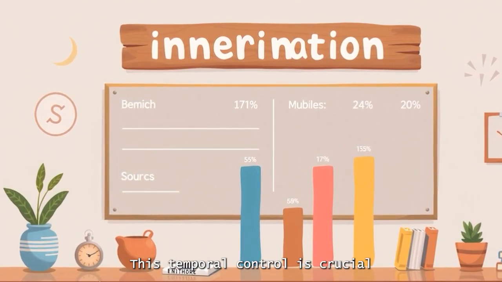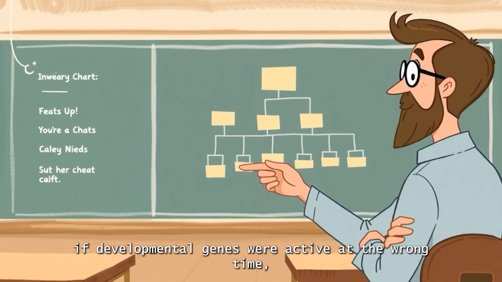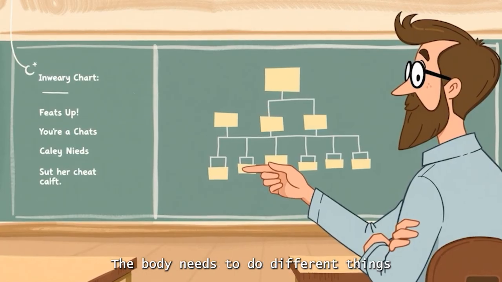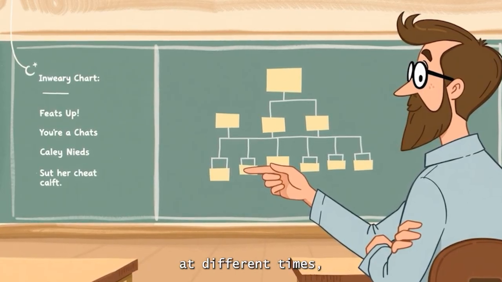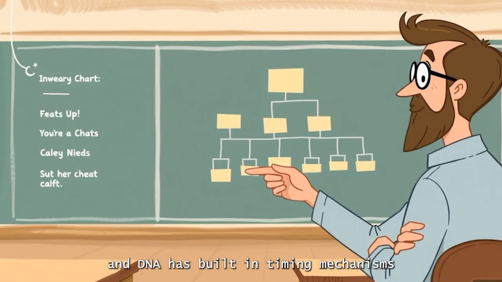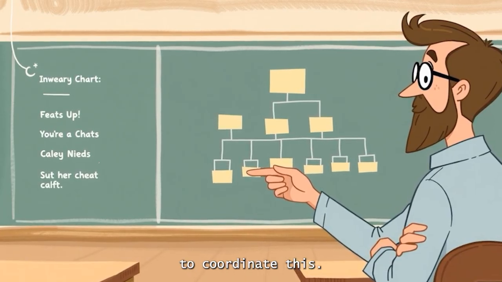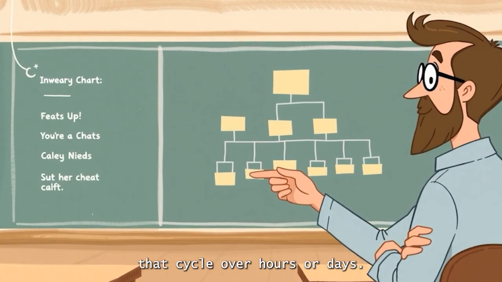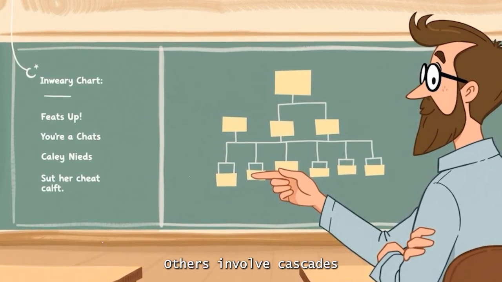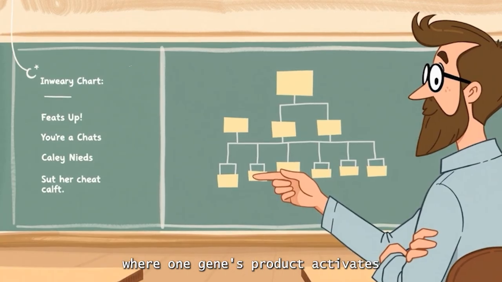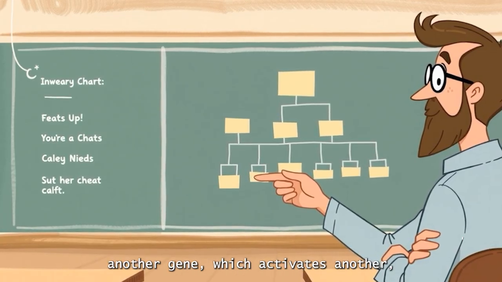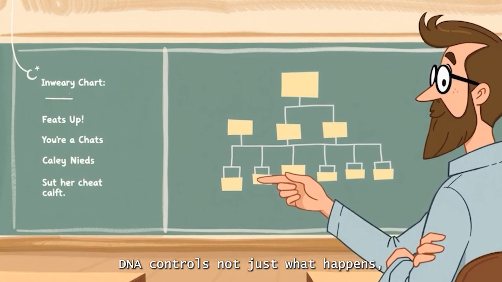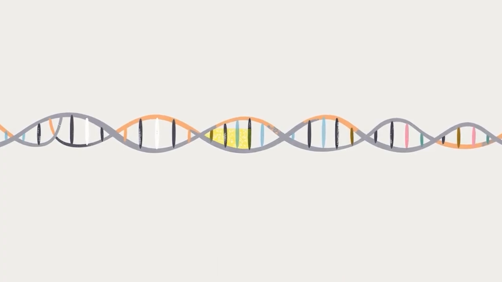This temporal control is crucial. If developmental genes were active at the wrong time, it would cause serious problems. The body needs to do different things at different times, and DNA has built-in timing mechanisms to coordinate this. Some of these mechanisms involve biological clocks, patterns of gene expression that cycle over hours or days. Others involve cascades, where one gene's product activates another gene, which activates another, creating a sequence of events. DNA controls not just what happens, but when it happens.